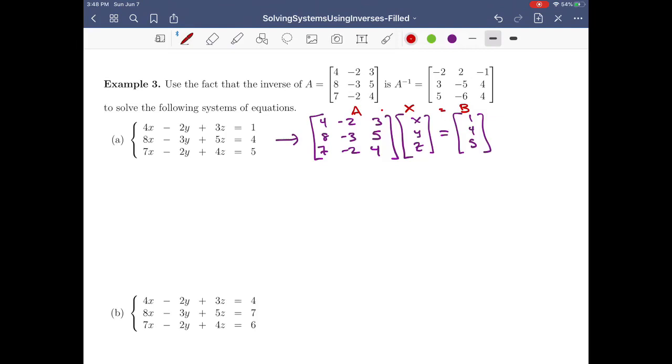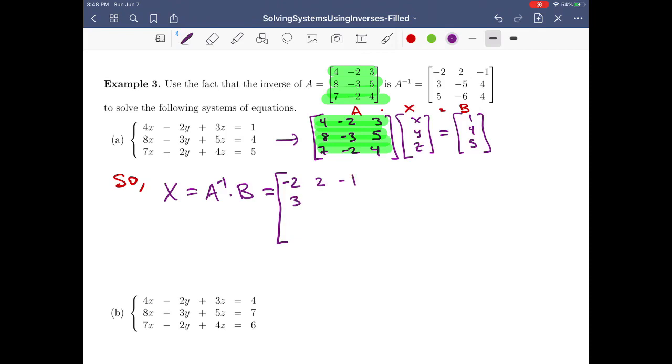And now if you notice, this matrix here is this matrix here. Right? It's identical. So that means that I know the inverse. So I can solve: my x is going to be the inverse times b. So I just have to do this multiplication. So I take the inverse matrix and I multiply by my b, which is 1, 4, 5.